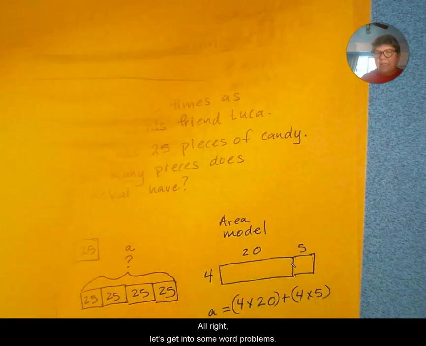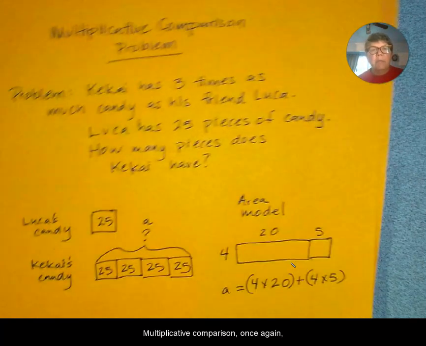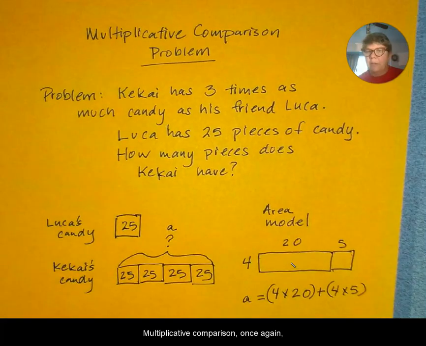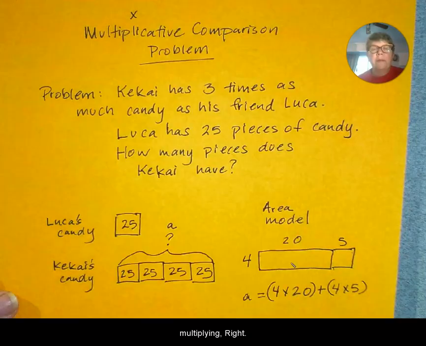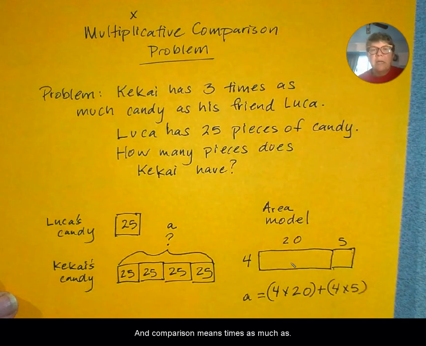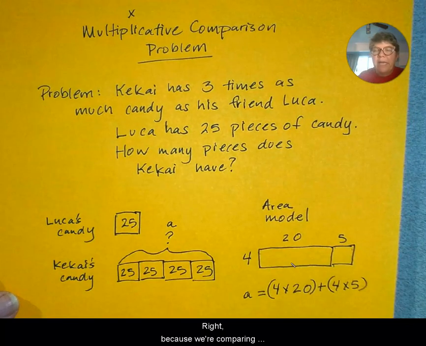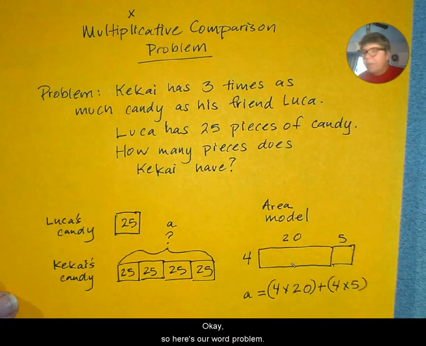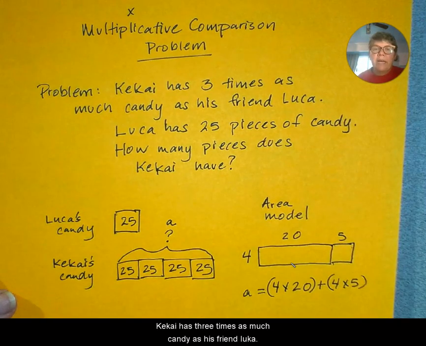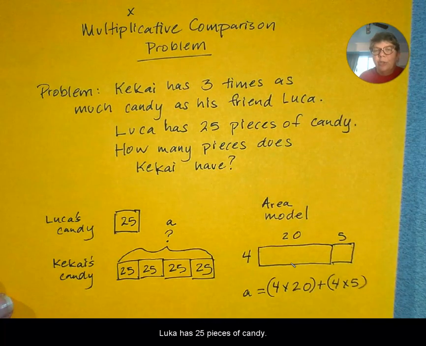All right, let's get into some word problems. Multiplicative comparison. Once again with the big words. Of course, multiplying, right? And comparison means times as much as, because we're comparing how much one person has to how much another person has. Okay? So here's our word problem. Kekai has 3 times as much candy as his friend Luca. Luca has 25 pieces of candy. How many pieces does Kekai have?